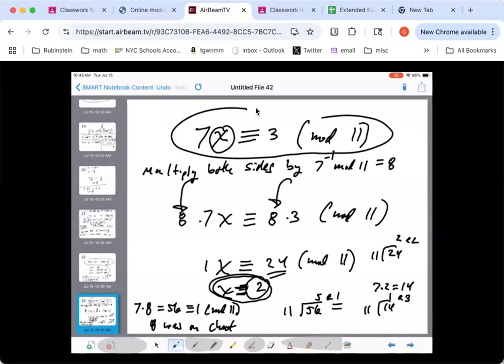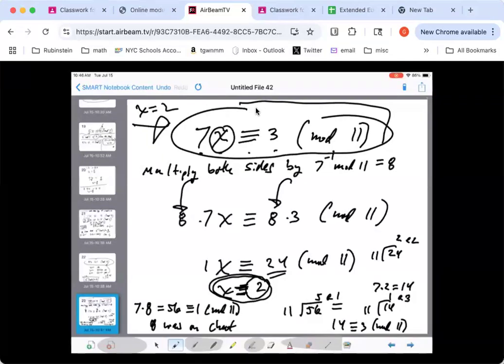Oh, the 14? The 14 came from the end. I wanted to check my answer. The question was 7x, so I did 7 times 2. I figured if x is 2, then 2 should work in this question, right? 7 times x should equal 3 mod 11. So I plugged 2 in just to see, is it true that 14 is congruent to 3 mod 11? And yes, it was.